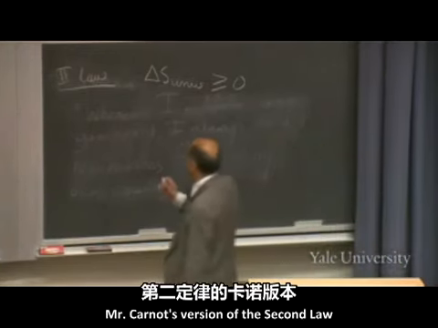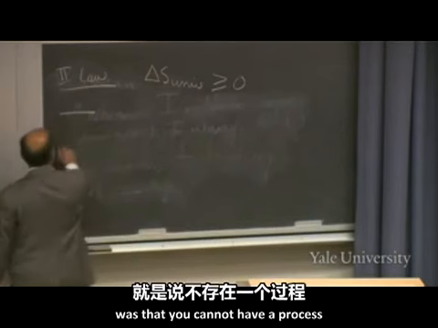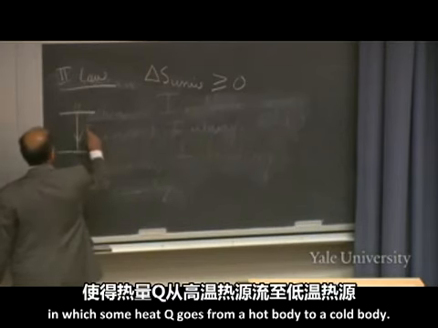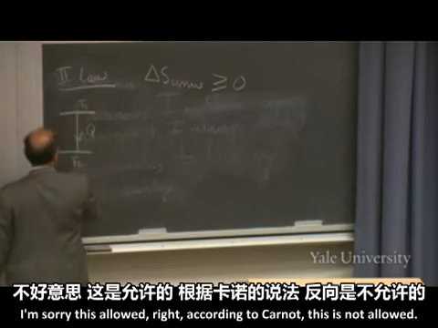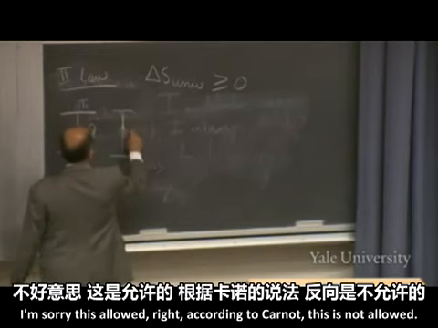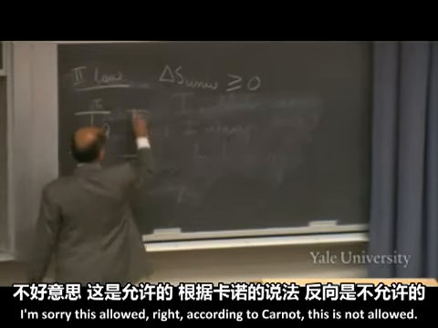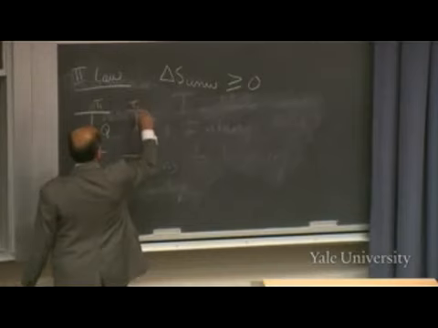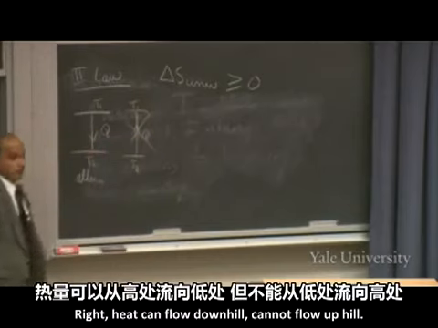Mr. Carnot's version of the second law was that you cannot have a process in which some heat Q goes from a cold body to a hot body. I'm sorry, this is allowed, right, according to Carnot, heat going from hot to cold. This is not allowed, right? Heat can flow downhill, cannot flow uphill.